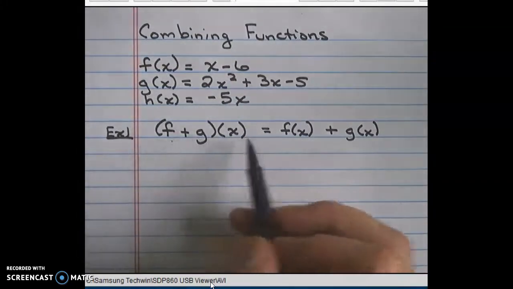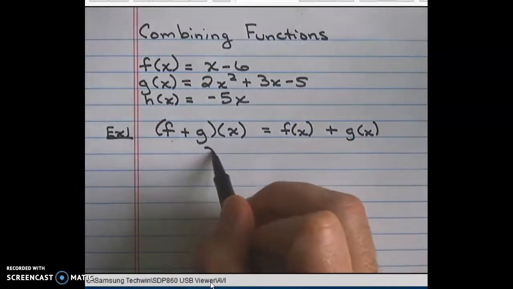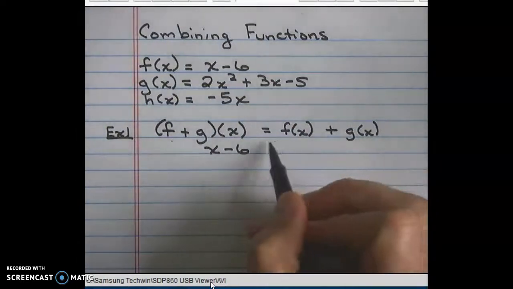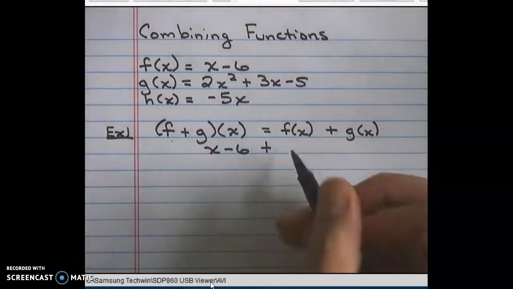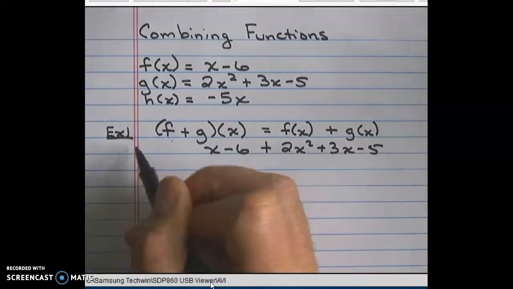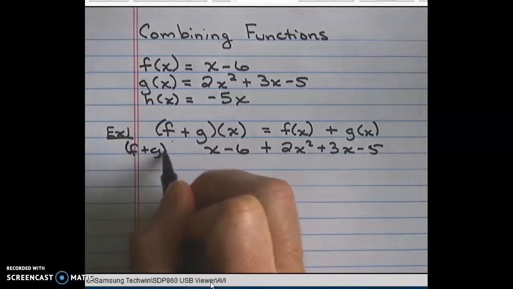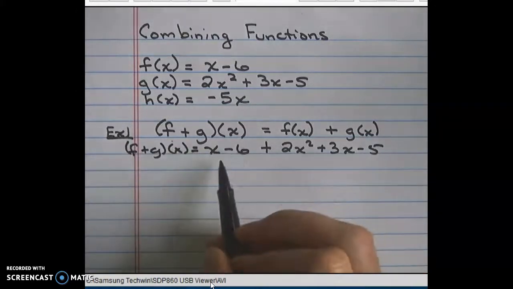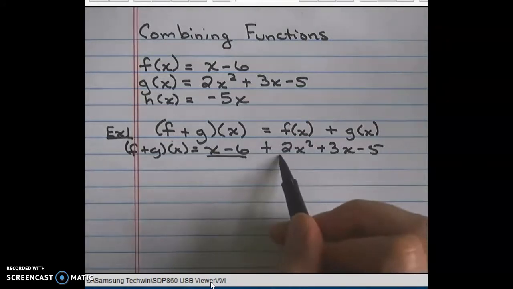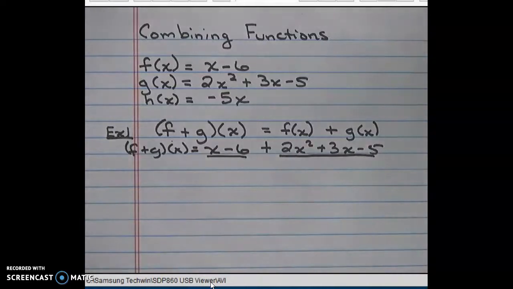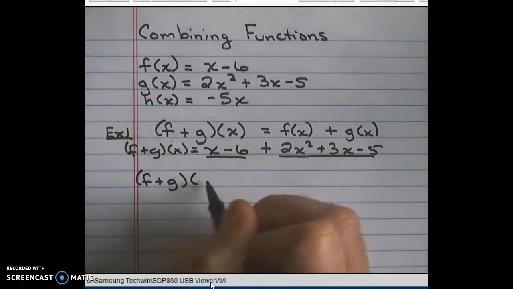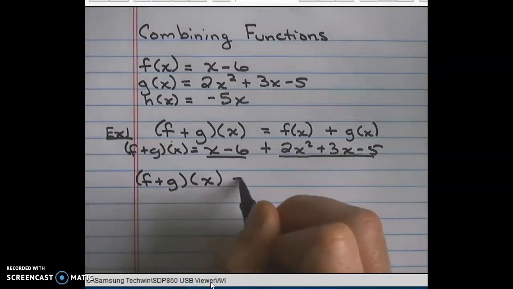So f plus g of x wants us to take the quantity x minus 6, that's the f of x equation, and add it to the g of x equation. The g of x equation, of course, is 2x squared plus 3x minus 5. So we would say f plus g of x is equal to, if I took the f of x function, so this one here is the f of x, and this one here is the g of x, and I just added them together. To add them together, we're just going to combine like terms. So x's get added to x's and x squareds get added to x squareds.